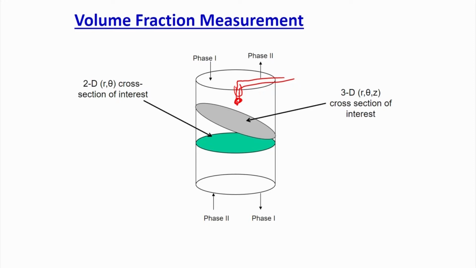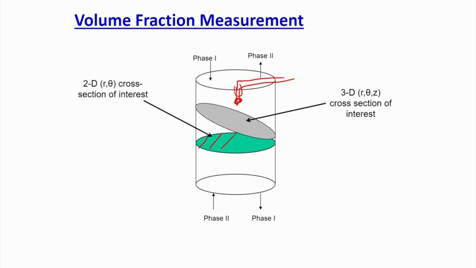Now, what is our interest? As I said, we want to measure the 2D cross sectional volume fraction or the 3D volume fraction, depending upon the system. So, I want to know how the volume fraction is changing in this cross section with r and theta at a particular z, or how the volume fraction is changing in r, theta and z in the 3D domain, and how it changes with time.